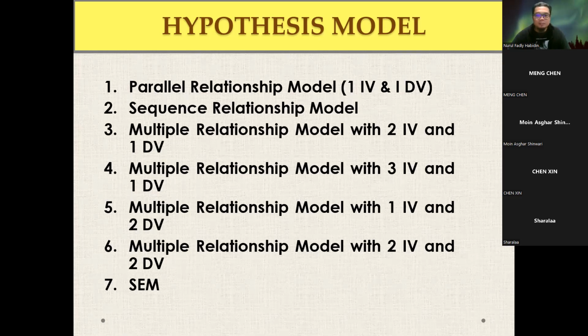Next, a multiple relationship model with 1 independent variable and 2 dependent variables. Basically, we often see only 1 dependent variable, but in research you can use more than 1. You can use 2, 3, or 4 variables. It is based on your literature support and your aim.